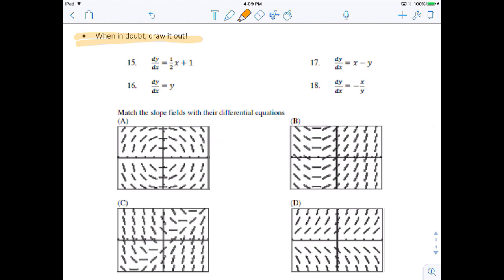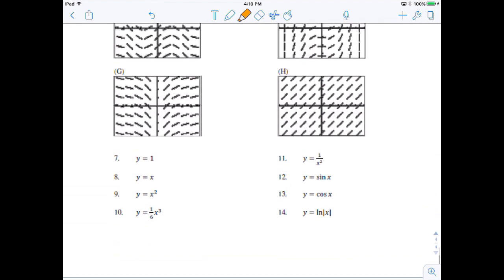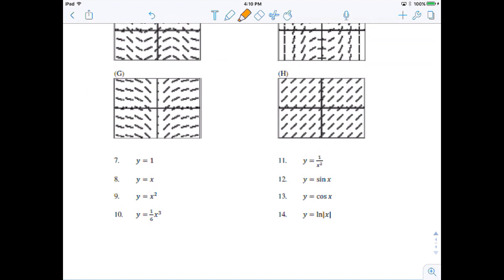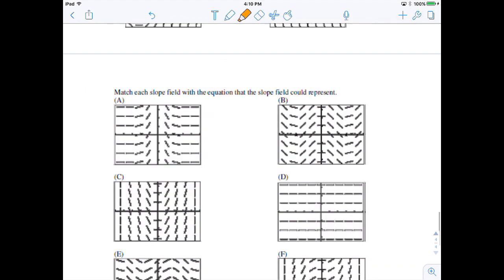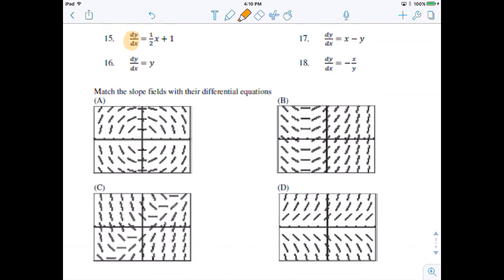So here I'm given the slope fields, and so I'm given the derivatives. What I'm looking at here is trying to match up the slopes. Versus on the next one, I'm going to be given the original functions, and then I'll be trying to match the shapes of them. So I'm looking at the slopes, and let's start with looking at what these depend on.